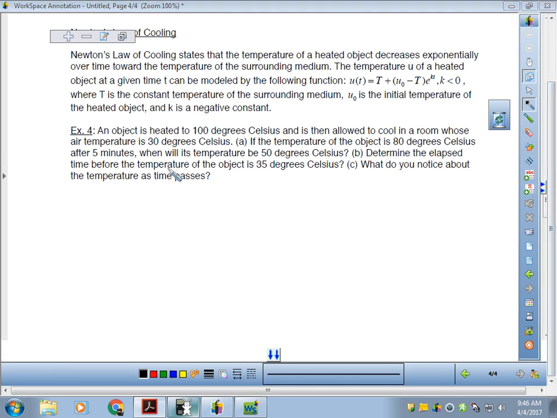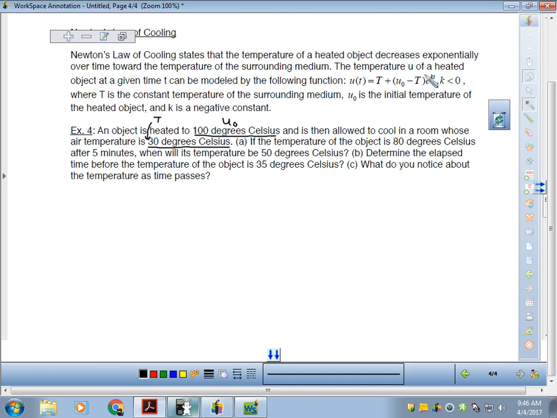So let's look at an example of Newton's law of cooling. Example 4 says an object is heated to 100 degrees Celsius and is then allowed to cool in a room whose air temperature is 30 degrees Celsius. So this 100 degrees Celsius is our U sub 0, the initial temperature of the object. This 30 degrees right here is the T. It's the temperature of the room.